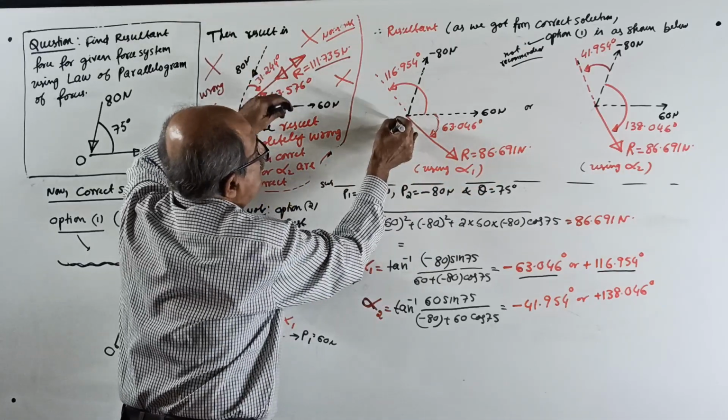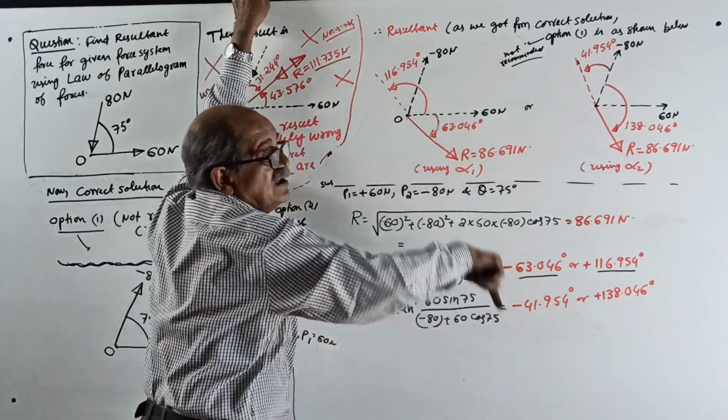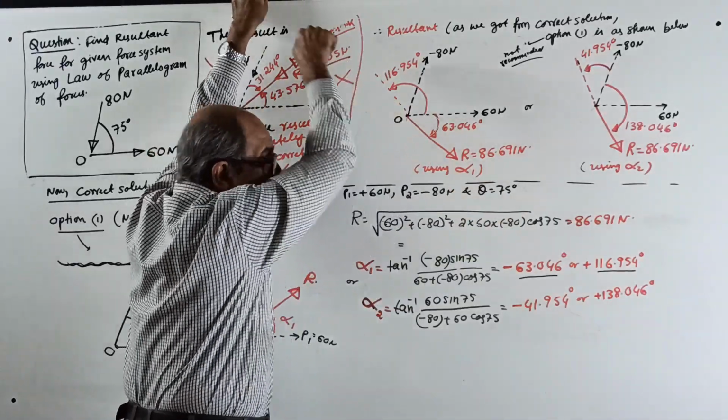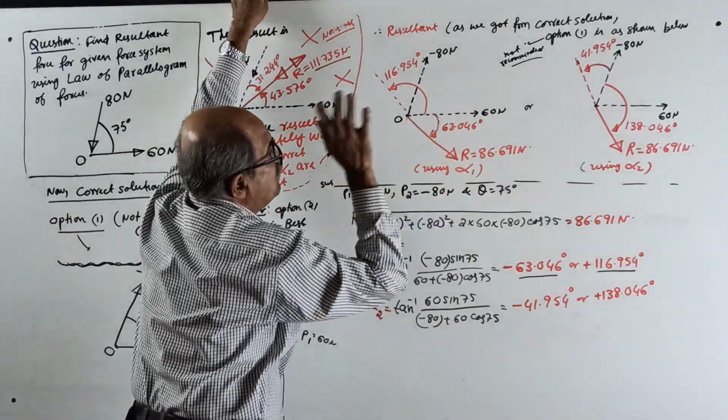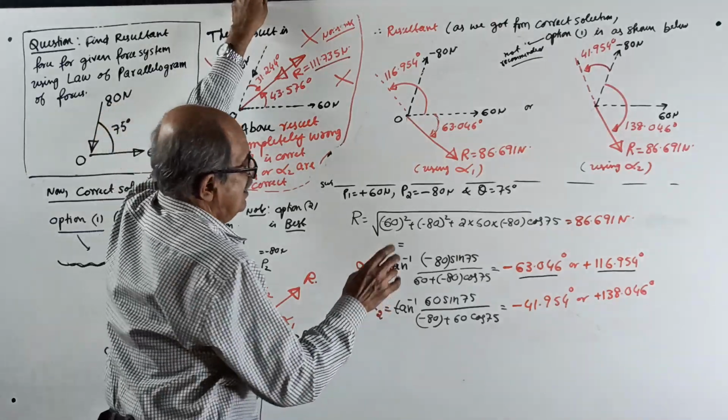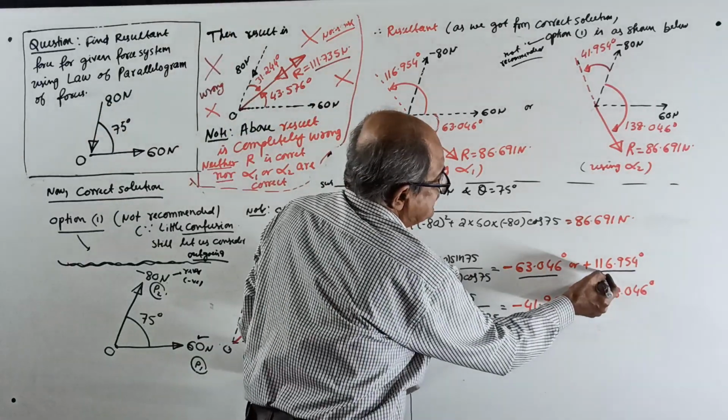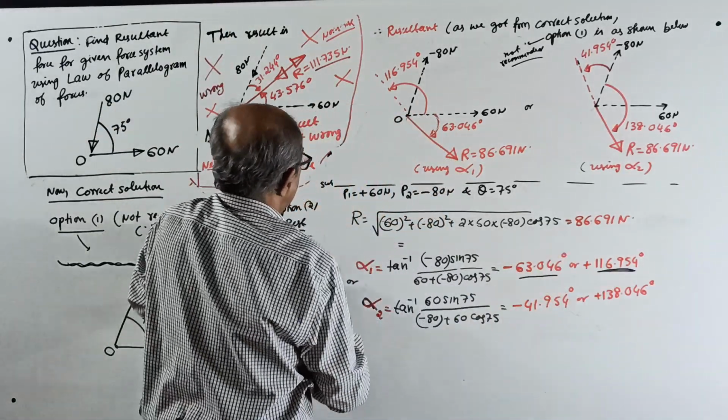Again, from the point O, the resultant should be outgoing. It can't be this way. It should be outgoing. Okay, over. This is one answer. Or suppose you want this answer also. Okay, no problem. Use it.